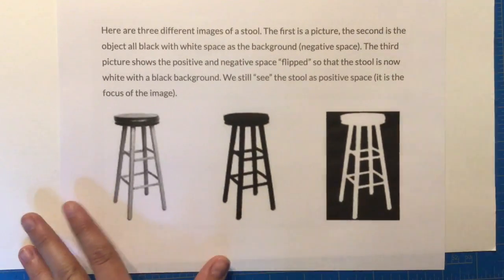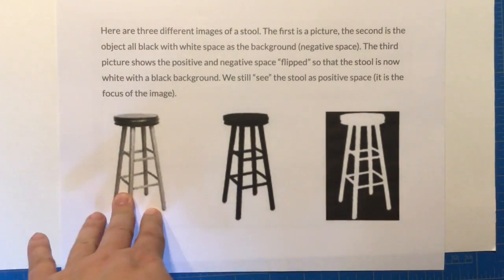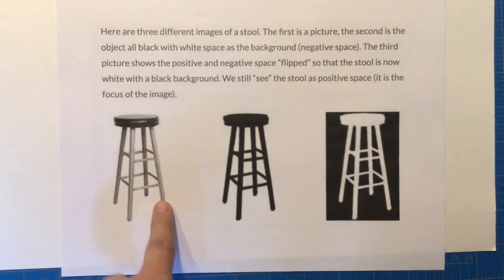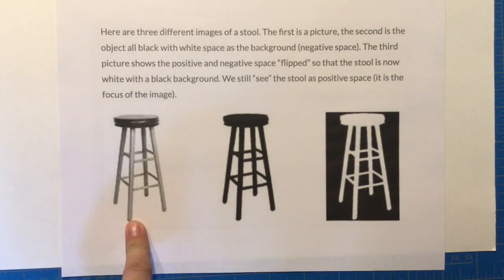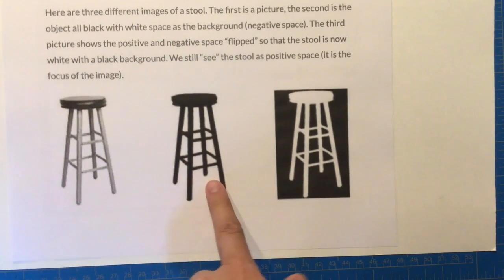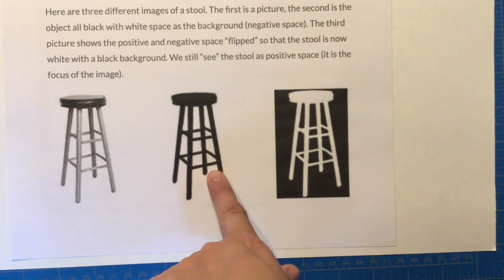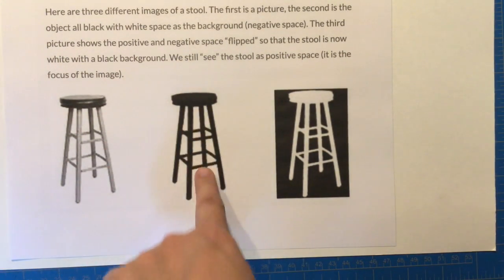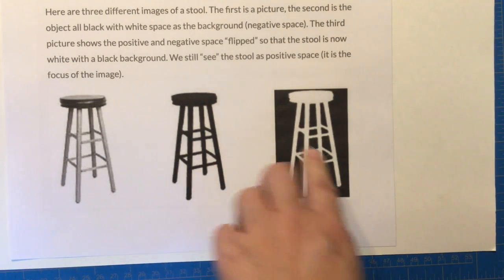So again, here's another one that talks about positive and negative space. First we have a stool here, okay, so this is a picture. The stool itself is the positive space, the empty white space would be the negative space. Here it shows the stool as just a black image. Again, it's the positive space, and the empty white space would be the negative space. And then here they flip-flopped it.